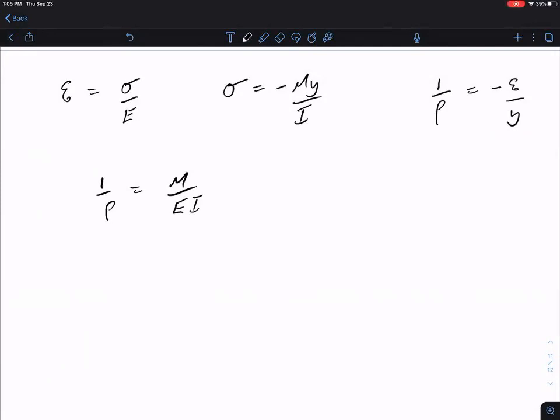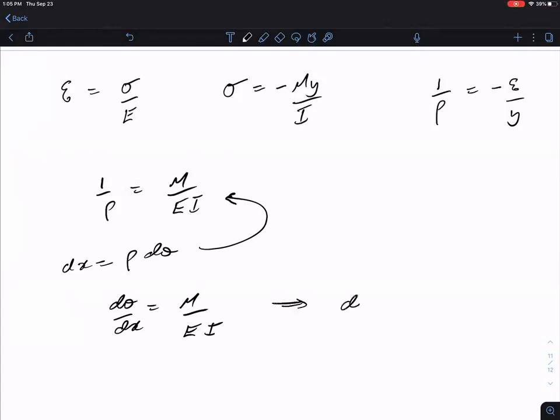Now, recall that we established that dx is equal to rho d theta. So if we substitute that into this equation, then we get d theta over dx is equal to M over EI, right? Where d theta over dx is the curvature. Another way we can write that expression is that d theta is equal to M over EI dx.